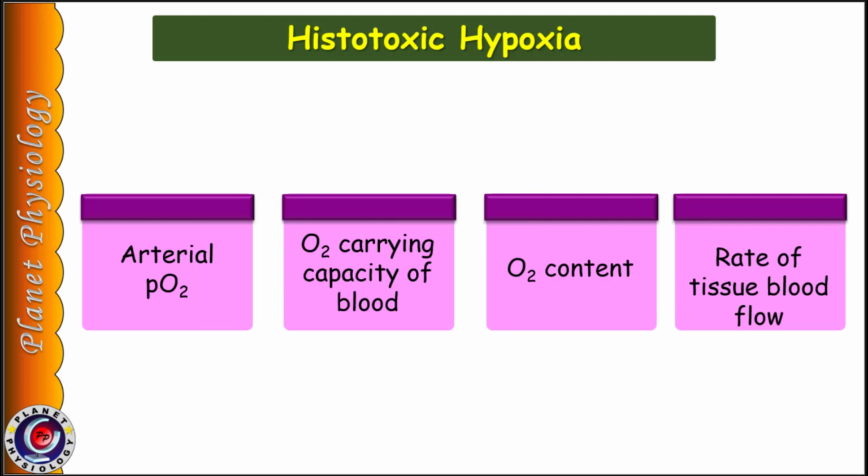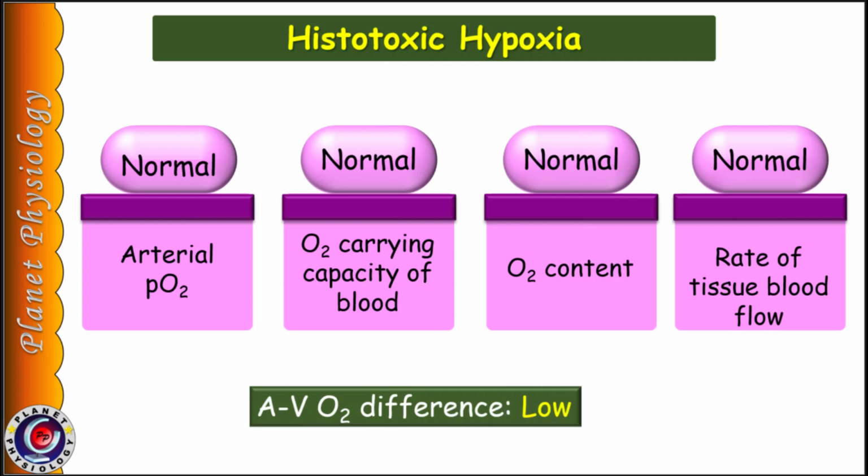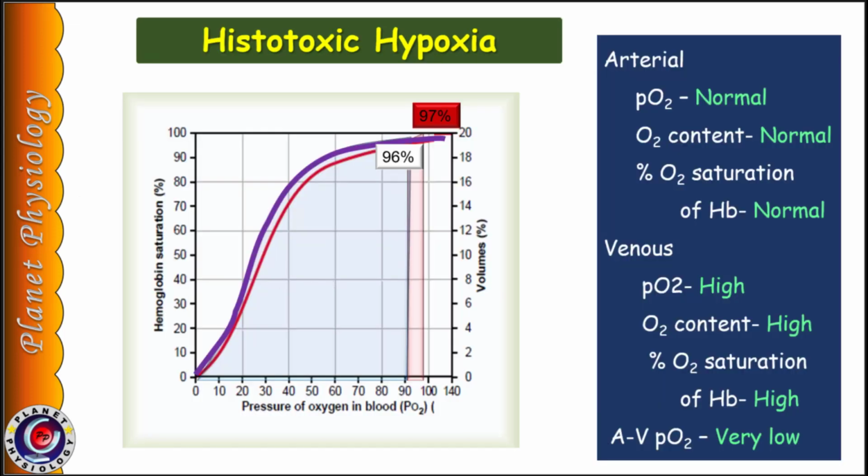So, in histotoxic hypoxia, arterial PO2, oxygen carrying capacity, arterial oxygen content as well as rate of tissue blood flow are normal, but cells are unable to utilize available oxygen. Hence, in venous blood, all these levels remain almost same as that of arterial blood, and hence arteriovenous oxygen difference is very low. Same is shown in this diagram, where all the arterial values are normal but venous values are high, leading to less arteriovenous oxygen difference as indicated by widened blue area under the curve.